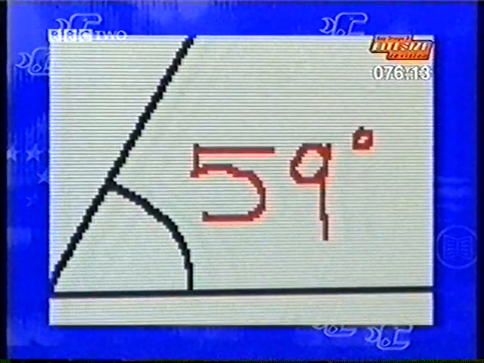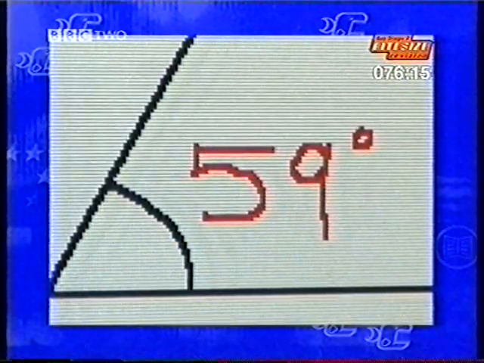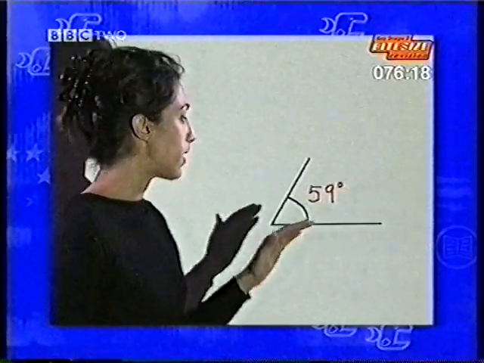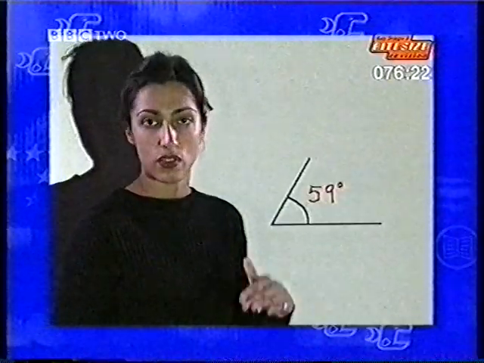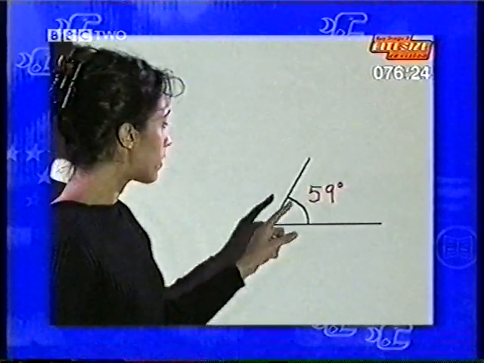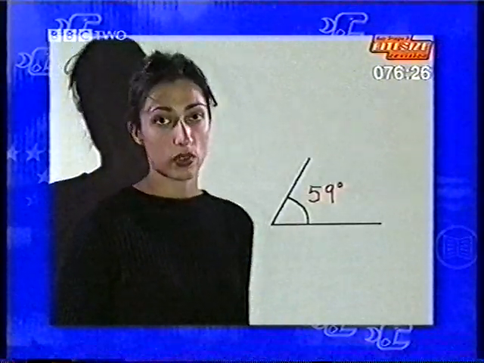59 degrees. Remember what I said at the beginning, it's an acute angle. So already we know that it's got to be no more than 90 degrees. If your measurement is more than that, then you know you've gone wrong somewhere. So always make sure that you know what sort of angle you're looking for.